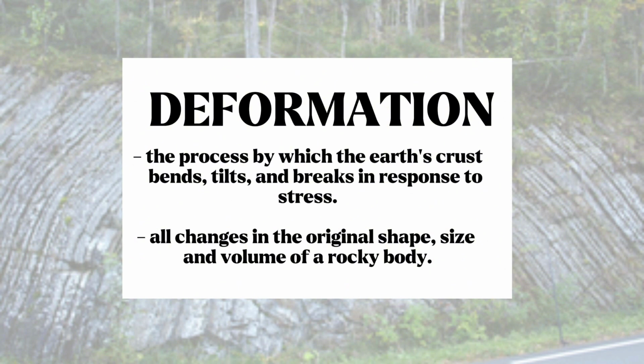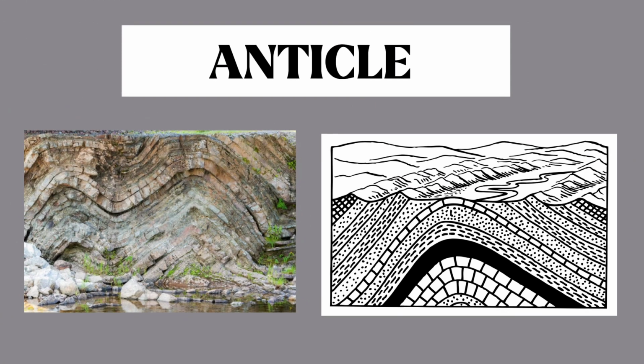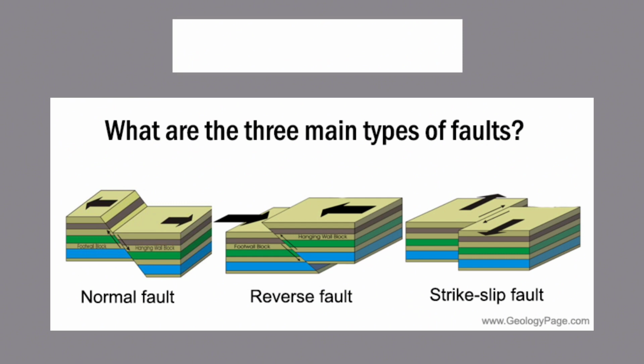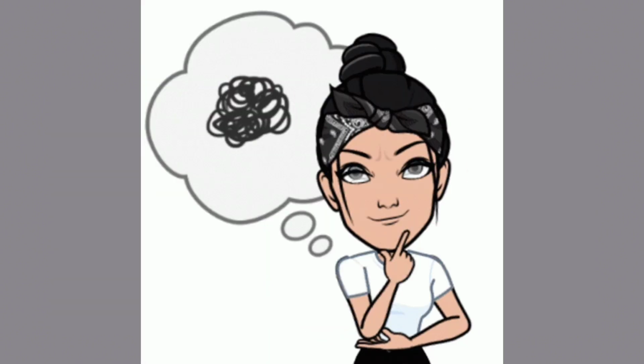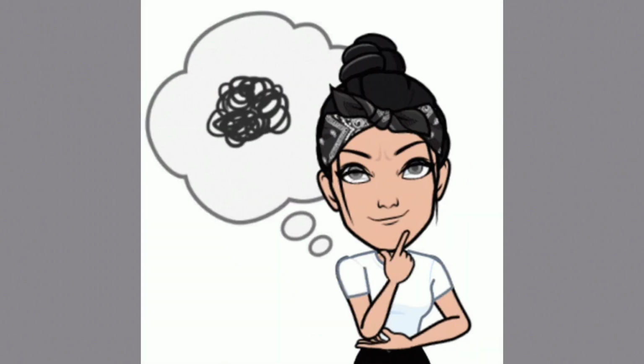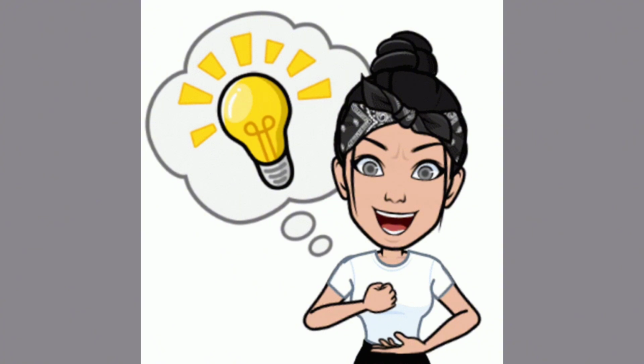All changes in the original shape, size, and volume of a rocky body are a result of deformation. And here are some examples of forms as a result of deformation. We have anticline, syncline, monocline, dome and basin, faults, and many more. Now, do you have an idea about how deformation relates to our topic today? If so, let us begin by answering the question, what are geologic structures?